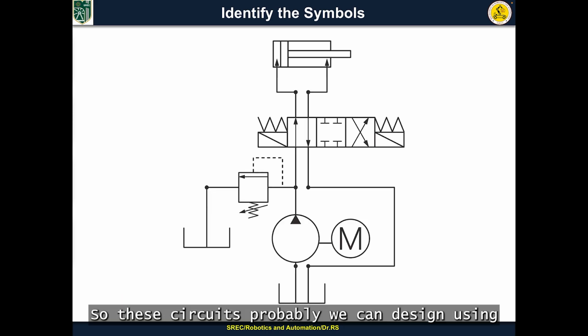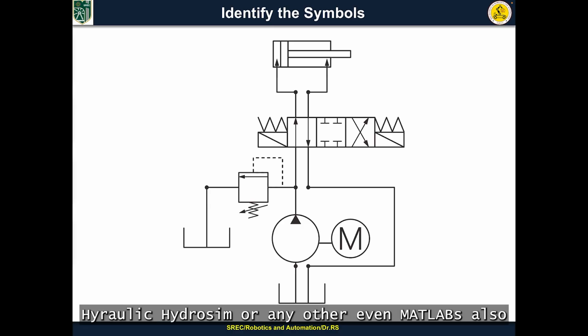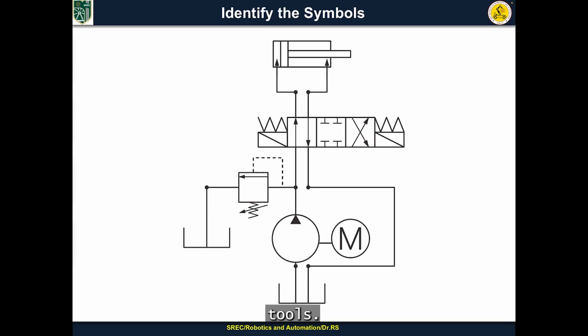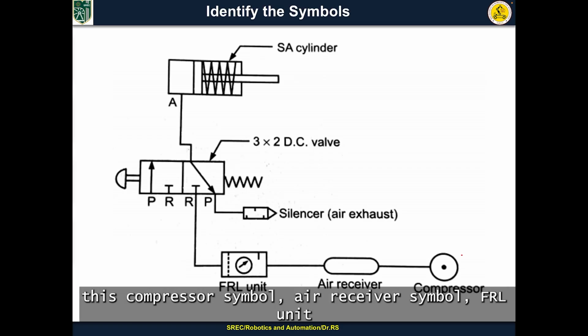So these circuits we can design using any available software like Automation Studio, Festo FluidSIM, Hydrosim, or any other, and even MATLAB, we can create circuits using the appropriate tools. Then similarly, in pneumatic circuits, you can have this compressor symbol, air receiver symbol, FRL unit symbol.